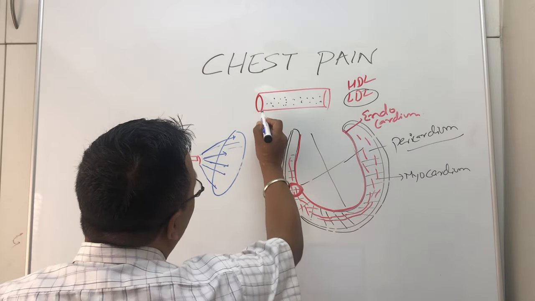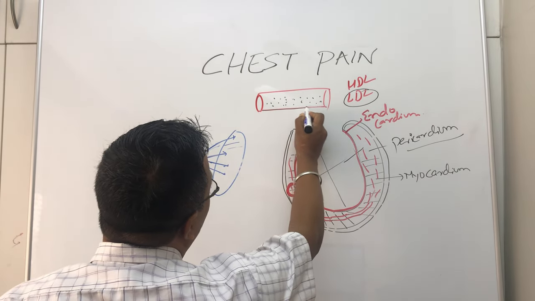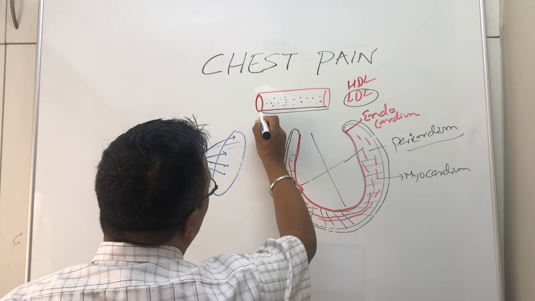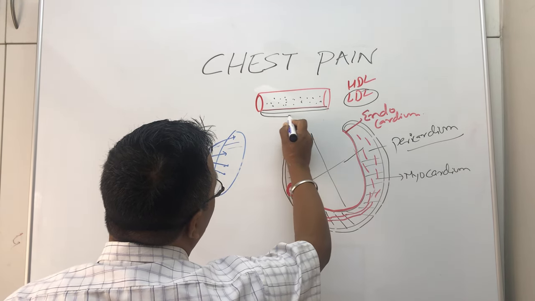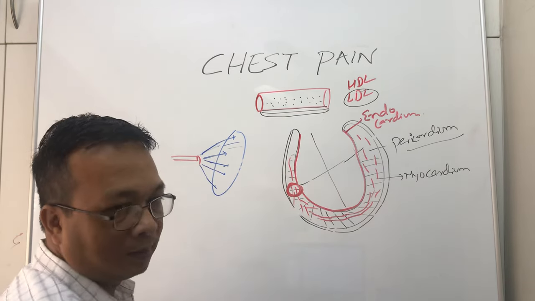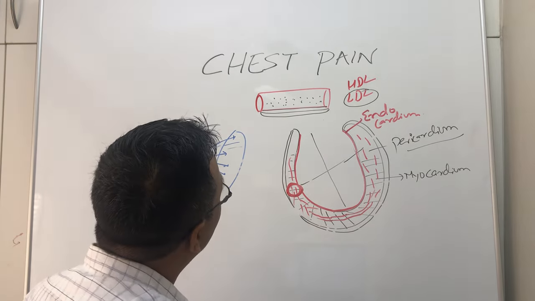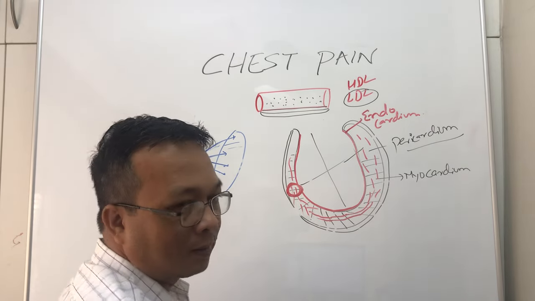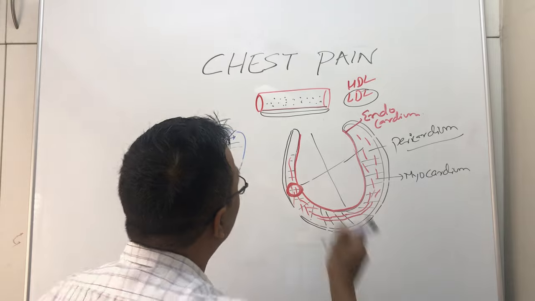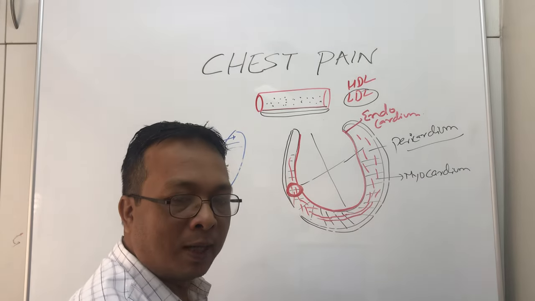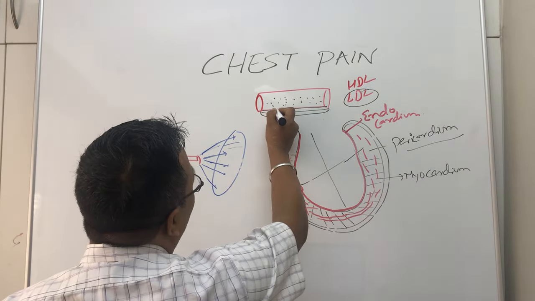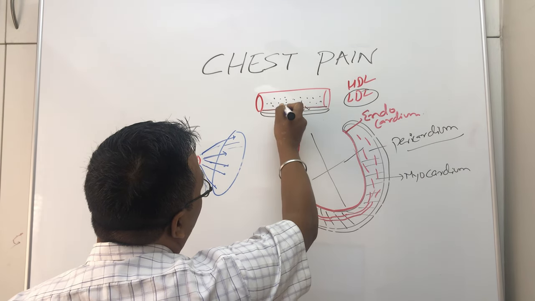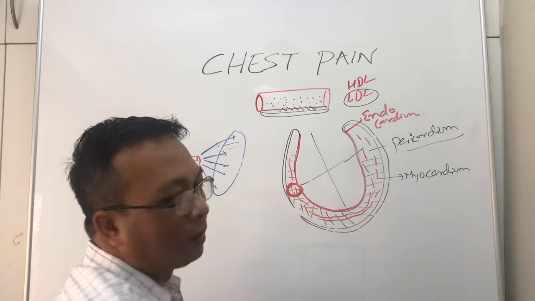Now this blood vessel also has three layers. This is the inner layer, then there is a middle layer which is called tunica media, and this is tunica externa. It has three layers from outside to inside. Once there are lots and lots of LDLs flowing in the blood, over the course of time they will migrate to this layer.